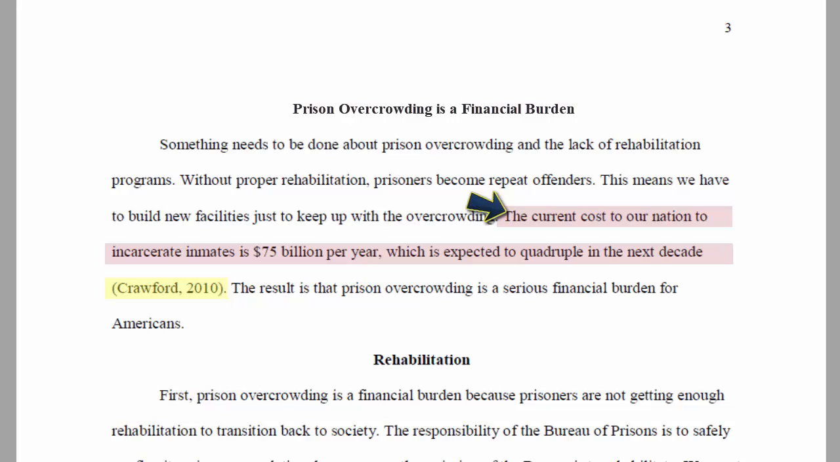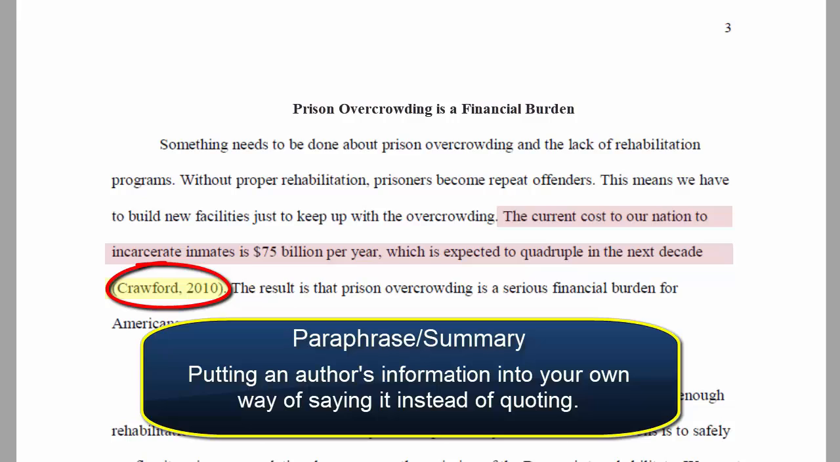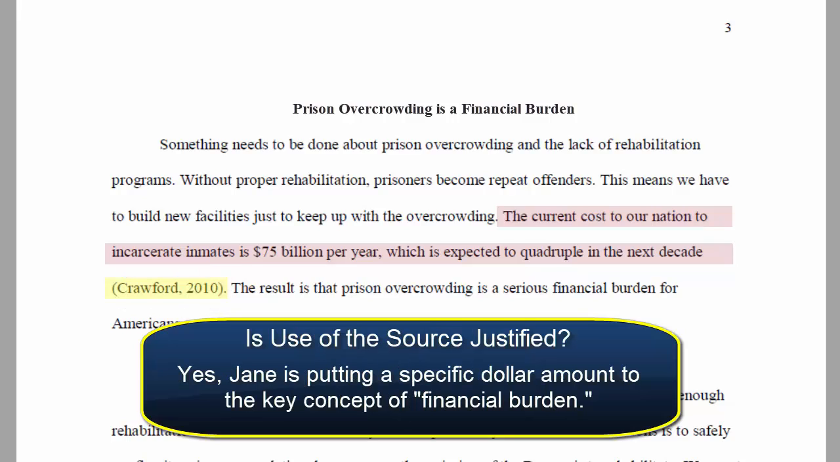Crawford, 2010. This is clearly statistical information associated with a single source, Crawford, and so must be cited. Notice that Jane chose not to quote from Crawford, but to put the stats in her own sentence. This is a good choice because quotations should be used only when the original wording is important for some reason. Finally, it's easy to see a strong justification for the use of this source's statistics.